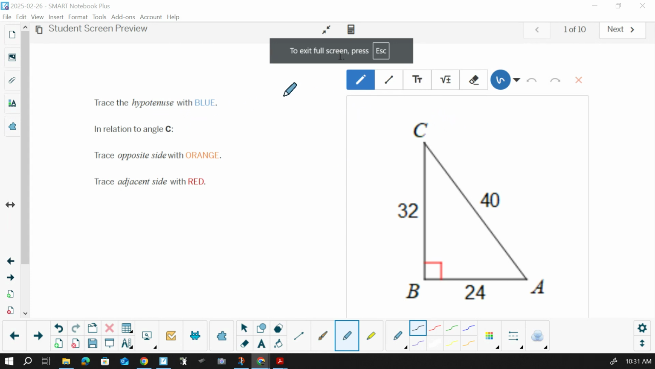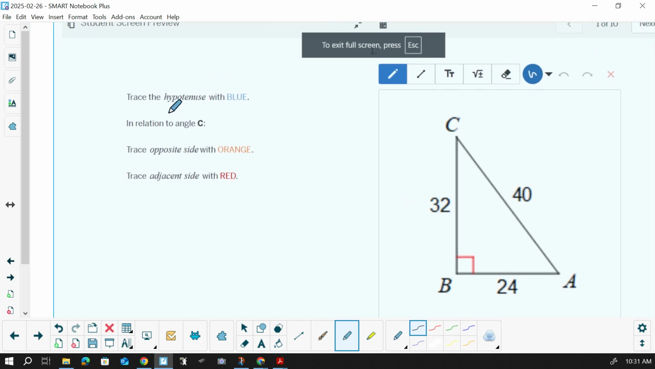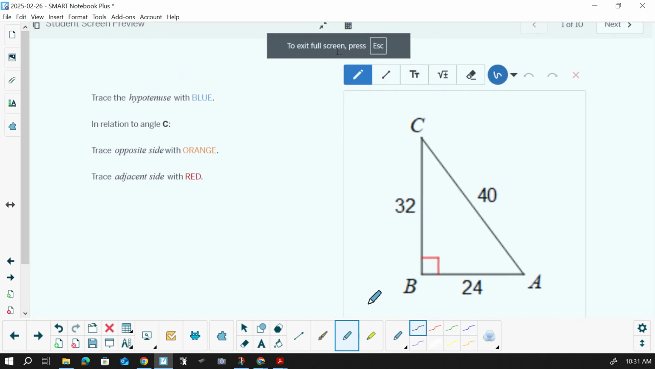Okay? We've got some parts of a right triangle. We've got the hypotenuse, and we've got the opposite and the adjacent. So these are the two new things, okay? You need to understand that this opposite and adjacent has to do with where you're at in the triangle.